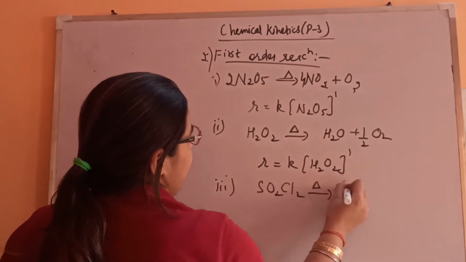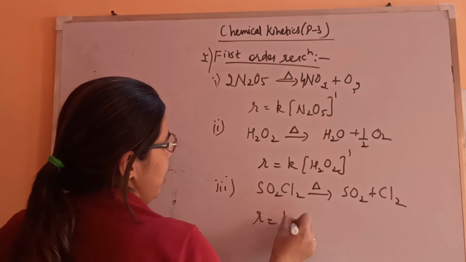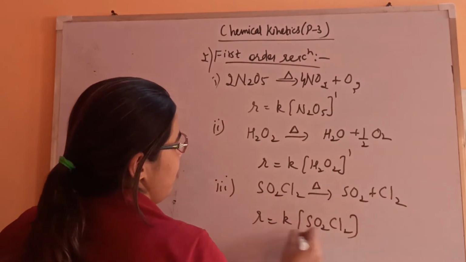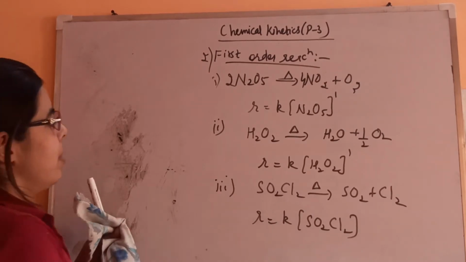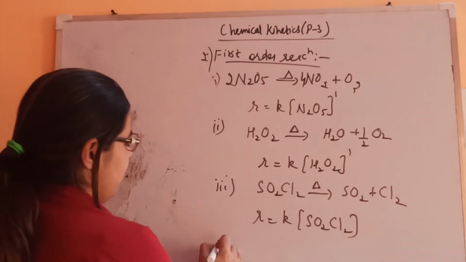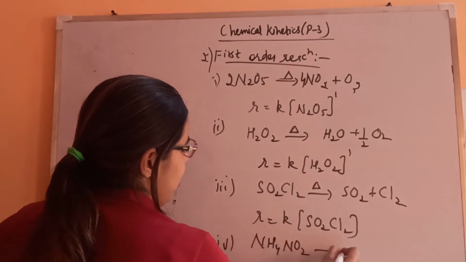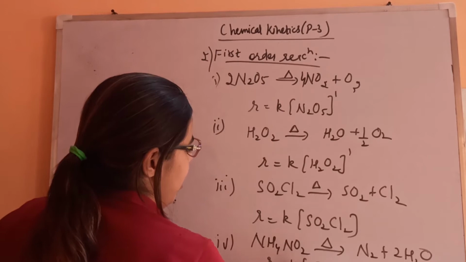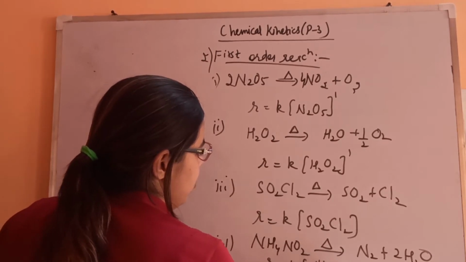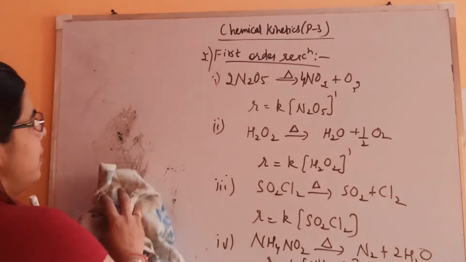And the third is SO2Cl2 gives you SO2 plus Cl2. This is sulfuryl chloride. The rate is K [SO2Cl2]. So it depends upon the concentration of one of the reactant species. That's why it is of first order. First order means it depends upon the concentration of one species. There are many other examples too, like the decomposition of ammonium nitrite, which gives you nitrogen plus 2H2O on heating. Rate is K [NH4NO2]. So these are the examples of first order reaction.